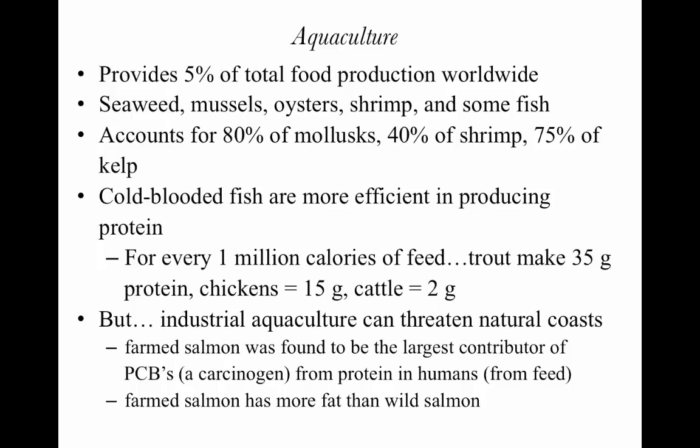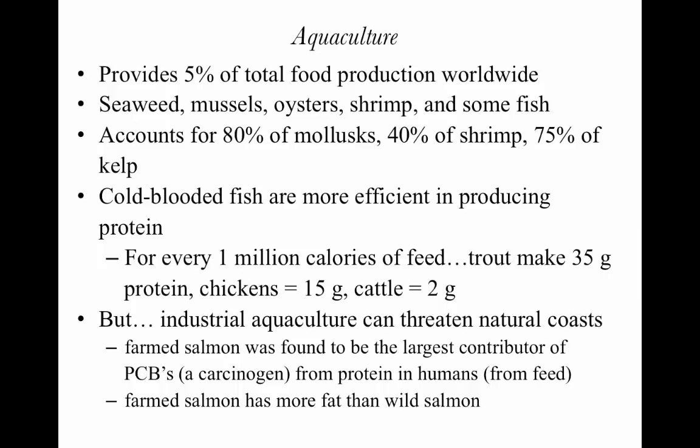You see some shellfish here, like mussels and oysters, and that's a pretty big part of aquaculture. Shrimp and some fish. So 90% of mollusks, that's the clam family, are actually that. When you go to a restaurant or the supermarket and buy anything like oysters or clams, 80% come from fish farms, through aquaculture. 40% of all of the shrimp and 75% of kelp, which is the seaweed.